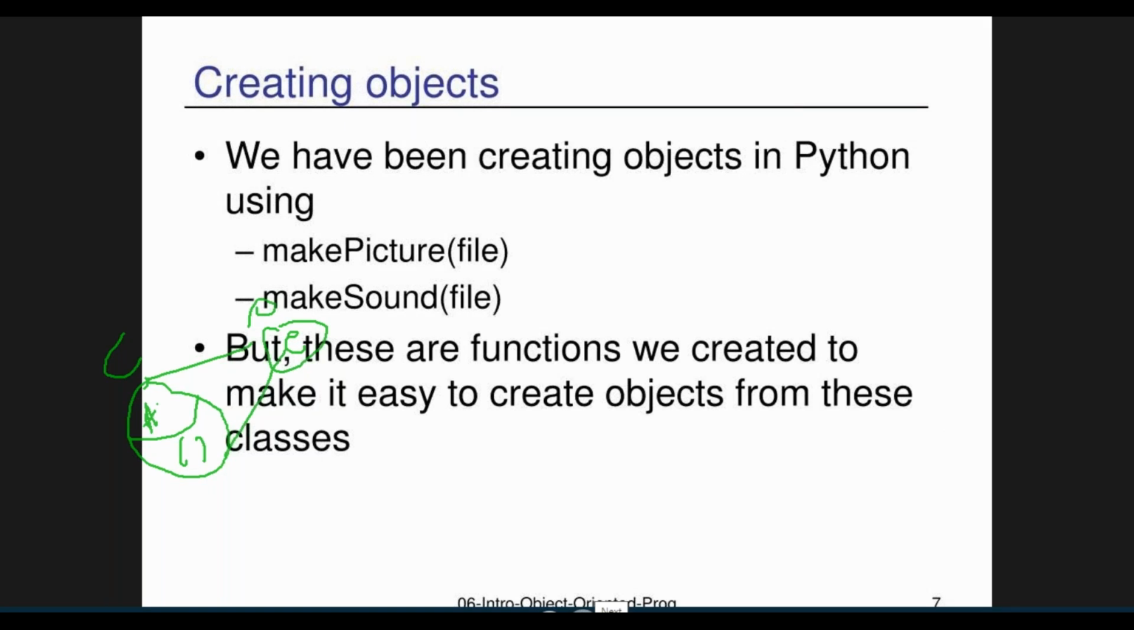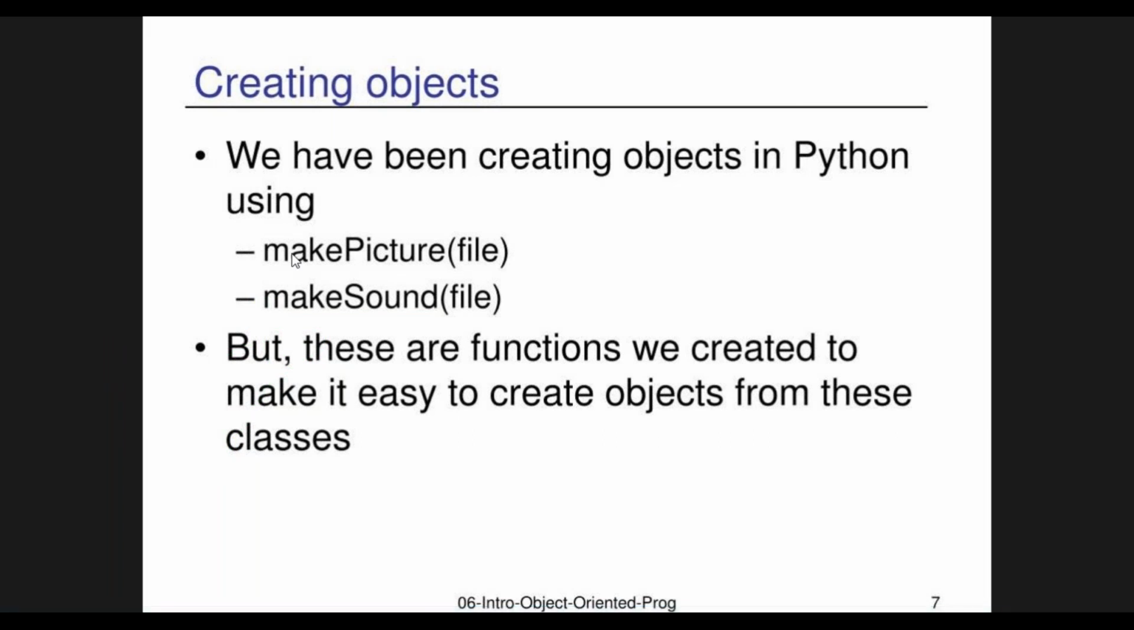Next, creating objects. Just now I told you. We have been creating objects in Python using makePicture of file, makeSound of file. Please everyone see, your objects are being created, your classes are being created. So the difference is there. So this is a method. This is called a method.